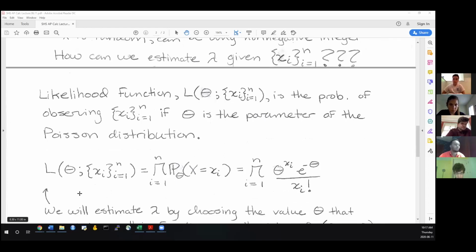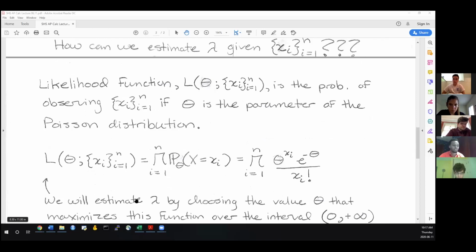And what we're going to do is estimate the value lambda of our probability distribution by choosing the value theta that maximizes this likelihood function. And we're going to maximize it over the interval 0 to positive infinity because we know that our parameter lambda has to lie in that interval. So that's the only interval we care about.